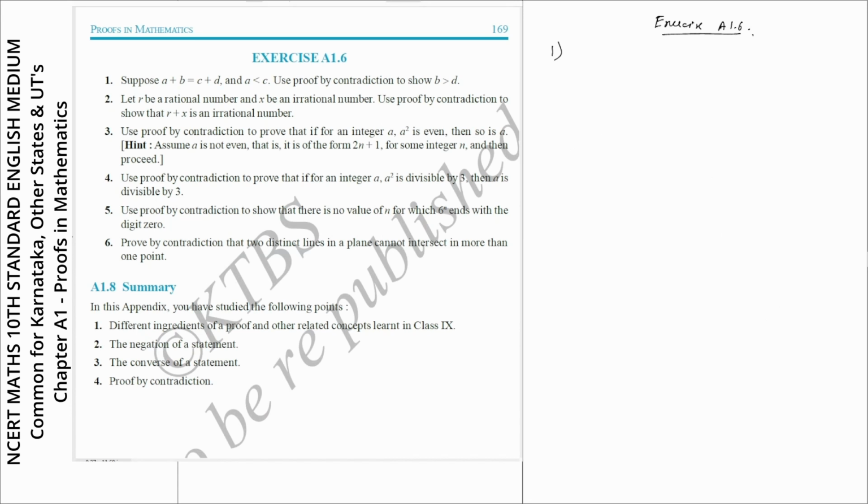Exercise A 1.6, question number 1. Suppose A plus B is equal to C plus D and A is less than C. Use proof by contradiction to show that B is greater than D. So there are two hypotheses, that is A plus B is equal to C plus D and A less than C. These are the two hypotheses given.